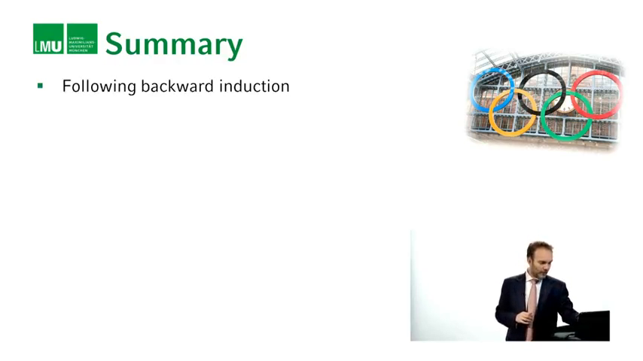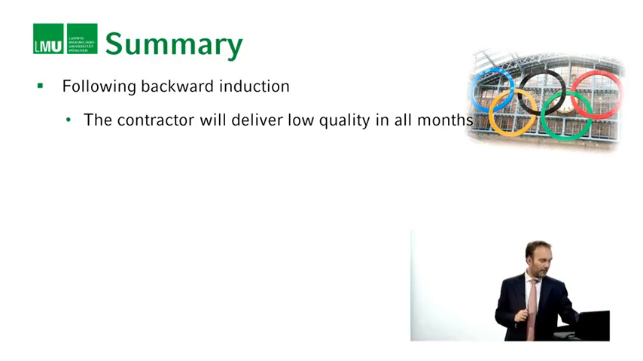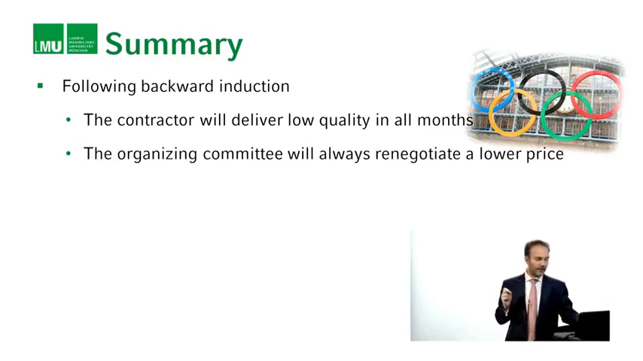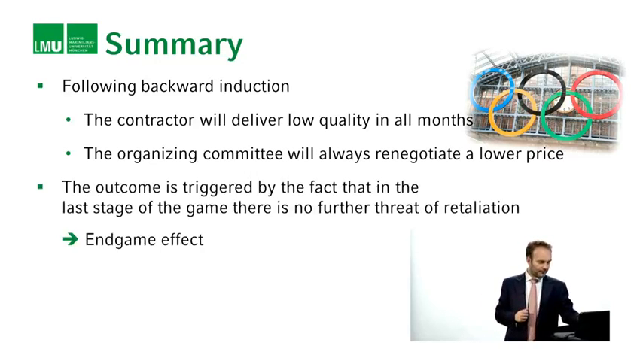So following backward induction, that refers to the Olympic Games game, the contractor will deliver low quality in all the months. And the organizing committee will always renegotiate a lower price. So they will always come up with reasons why the agreed delivery was not perfect, and so they will always negotiate down. And the outcome of this is triggered by the fact that in the last stage of the game, there's no further threat of retaliation. Remember, this is the last time we meet.